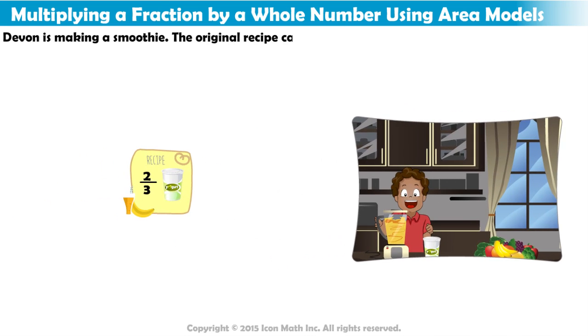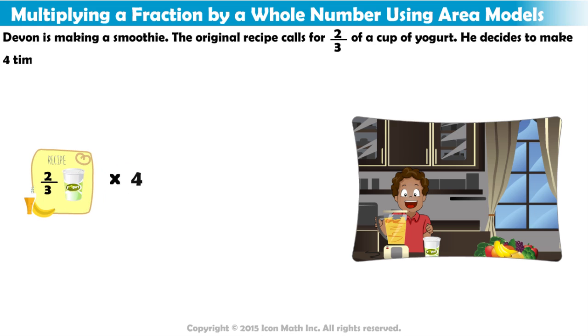The recipe calls for 2/3 of a cup of yogurt. He wants to make smoothies for a few of his friends as well. So he decides to make 4 times the amount, or in other words, multiply the recipe by 4. How much yogurt in total will Devin use?